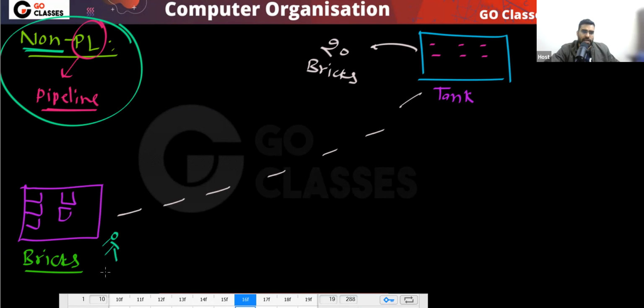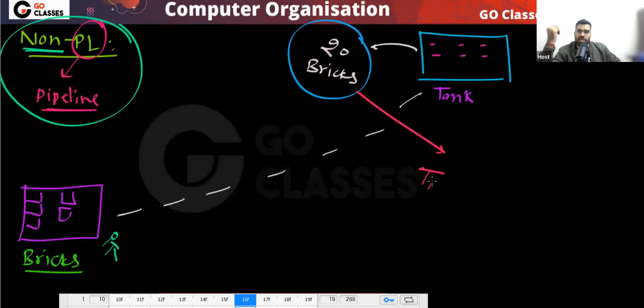He's taking one brick, putting that brick here, then coming back. Don't worry about the coming back. Basically, first one person will take one brick and go here, then another person will come, take one brick, and go here, one after the other. Once this is done, the next person will go. So now you tell me how much time it will take to bring all these 20 bricks. How much time are we going to need?